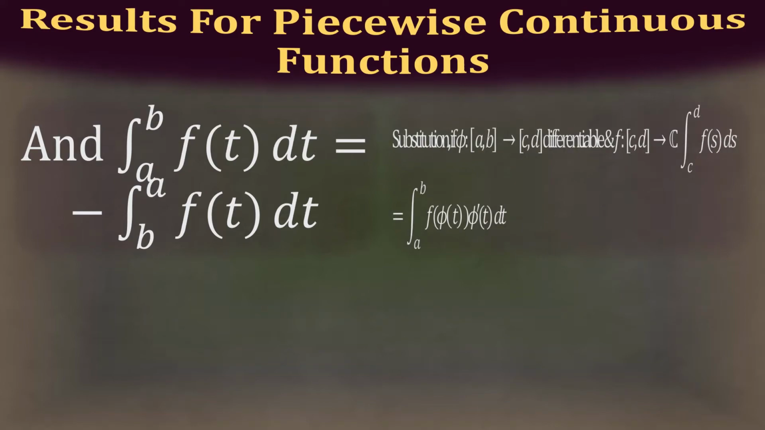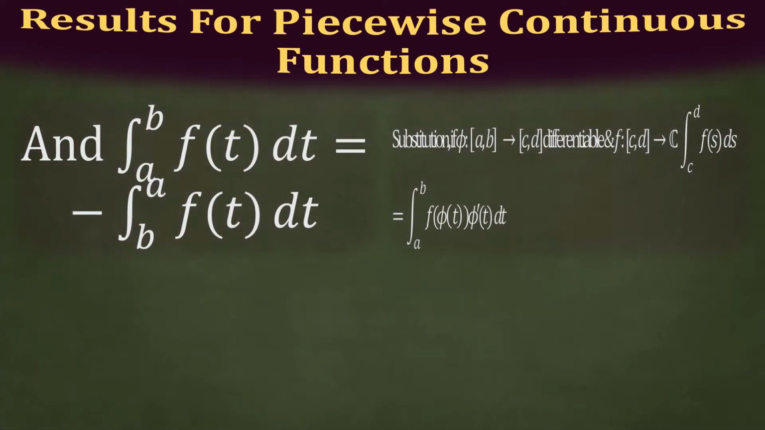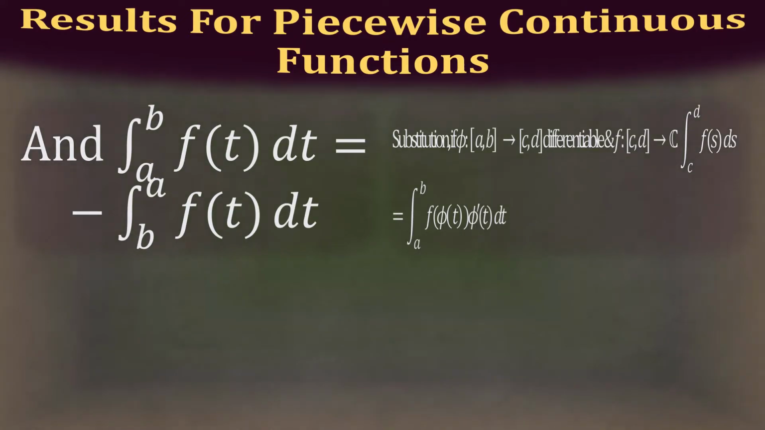Also, we have the substitution property, i.e. if phi from [a, b] to [c, d] is differentiable and f from [c, d] to the complex numbers, then the integral from c to d of f of s ds is equal to the integral from a to b of f of phi of t times phi dash of t dt.